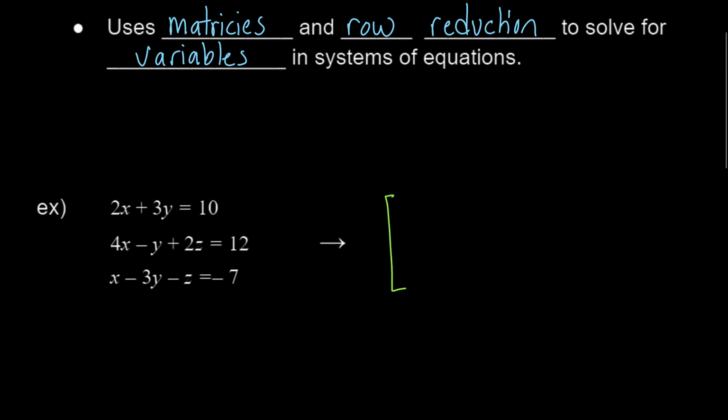So what you do is you create a big square bracket that will fit at least 3 rows because we have 3 equations. And when you're creating a matrix, you're just taking the coefficients from your variables and the constants they're equal to.